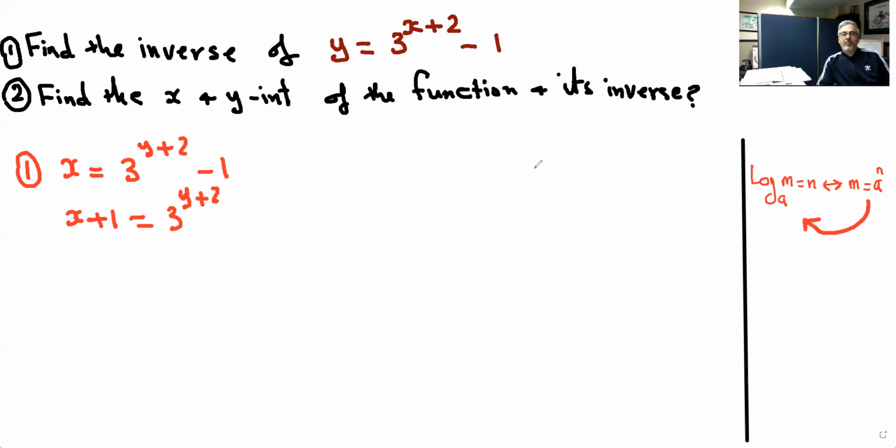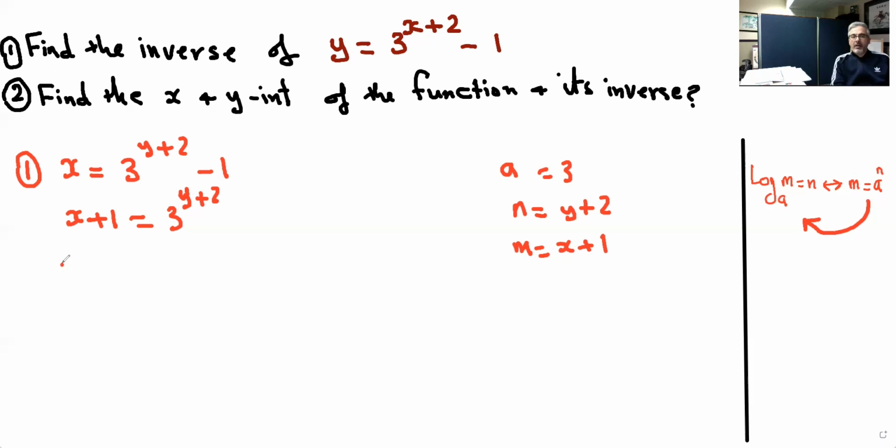Now, if you want to define your variables here, a is the base here, so it's the 3, and n is the exponent, and the exponent is y plus 2, and m is this, so m is x plus 1. So now I'm just going to write this in form of log. I have to have the y come down. I cannot have it as an exponent, and the only way to do this is to change it from exponential to log, and then the y plus 2 will drop.